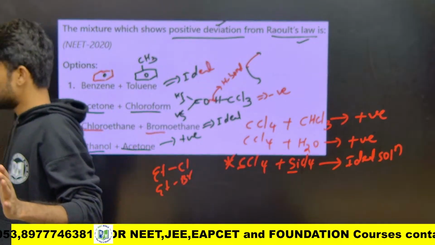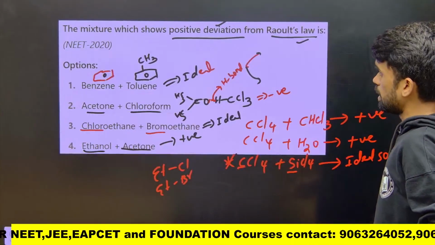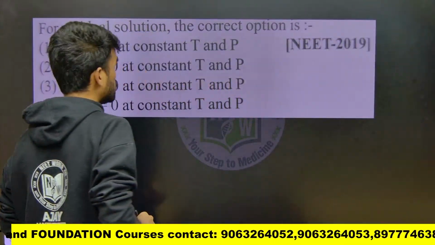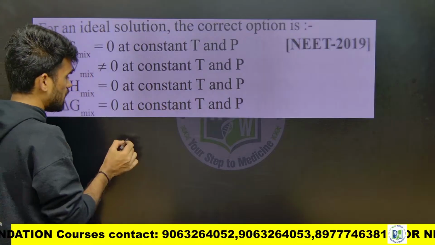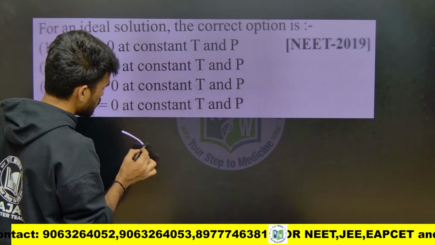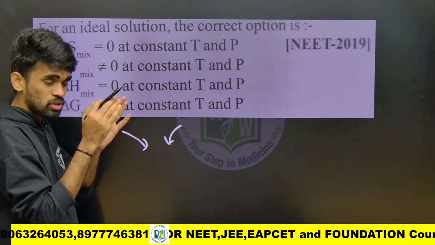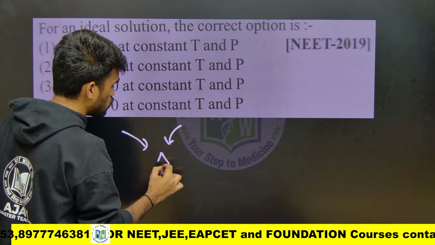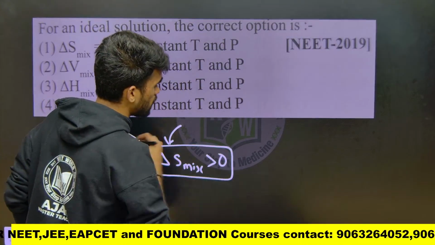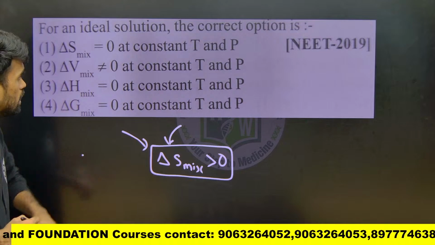Yes. Next. What about this question? Look here, what are the conditions? Always remember, whenever we are mixing two or more components, the disorderness of that particular solution increases. So the entropy of mixture will always be positive. They are asking about ideal solutions, and what I told you is that it will be positive.